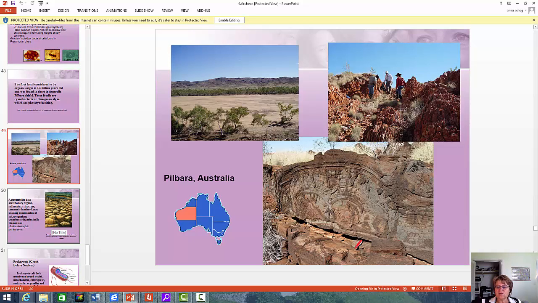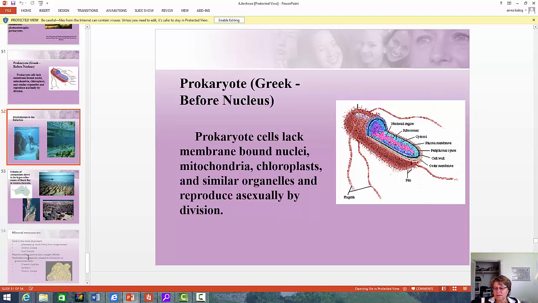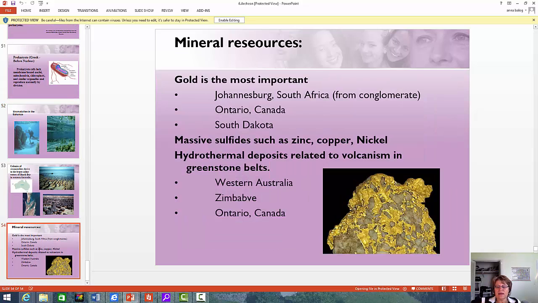What are the stromatolites? Actually, this slide is pretty important. What is the stromatolite? Because these are the guys who produce the atmosphere we have today. So this is very important to know it. What are stromatolites? Where do they occur? And then the mineral resources. I might ask you, what are the mineral resources of the Precambrian? And then this is the slide you got to know.